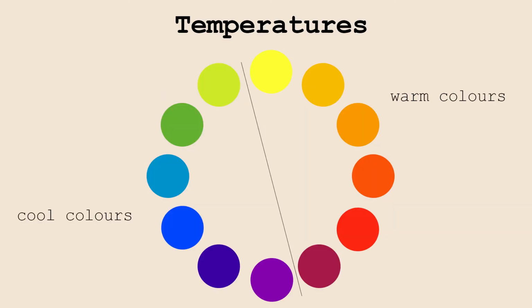Warm and cool colours are fairly simple. You basically just divide the colour wheel in half and it separates into warm and cool colours. Warm colours are red, orange and yellow, and they are often very bright and welcoming colours. Cool colours are purple, blue and green, and are often dark and mysterious.